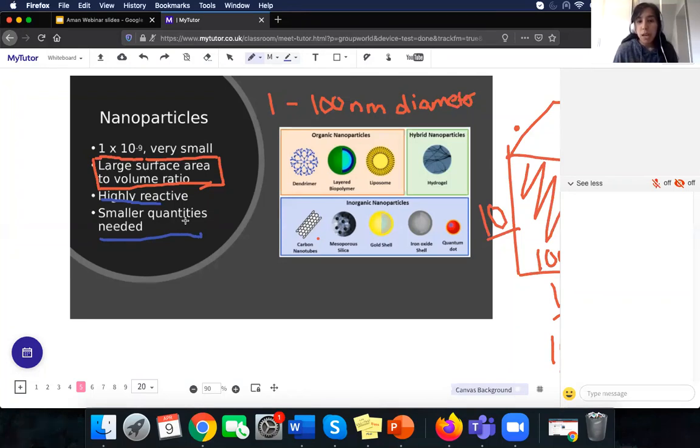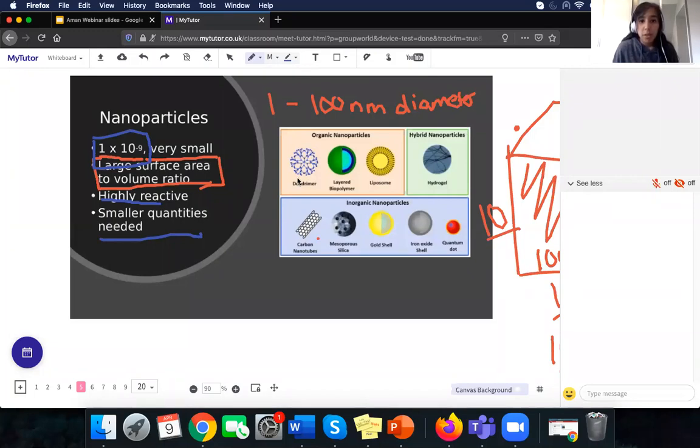So someone asked me how many nanometers in a centimeter. 1 times 10 to the power 9 is the difference between them. So you use that to work out how many, that's the difference between the centimeters and nanometers.